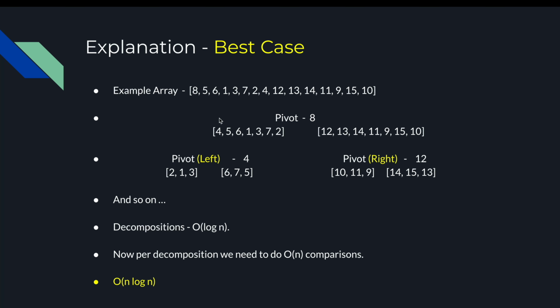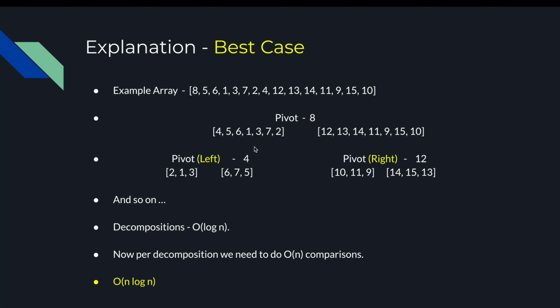Now whenever we are doing this partition or decomposition, we are comparing our pivot with each and every element in order to separate the smaller and larger elements, right? Which means we are doing n number of comparisons here. Now join both of these points. We are doing n number of comparisons for log n number of times, which means our time complexity here will be O of n log n. I hope it's clear. If you still have any doubt, you can ask in the comments. Same will happen in the average case also.